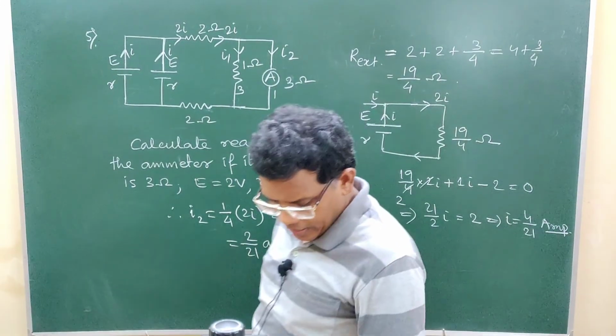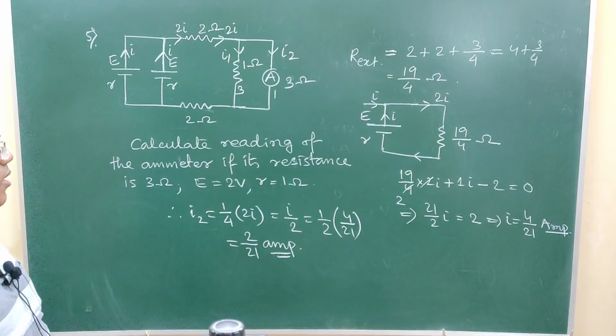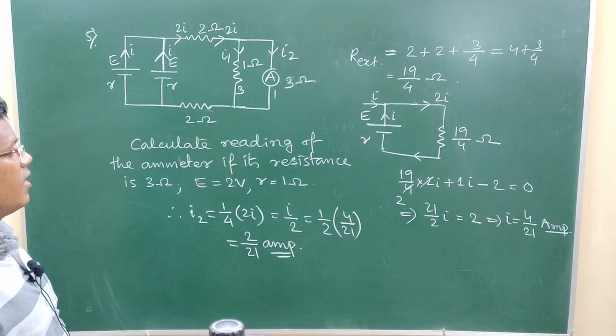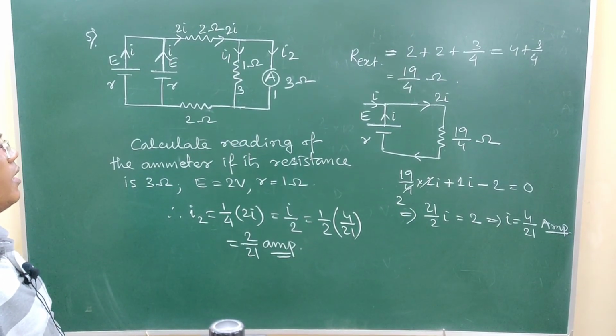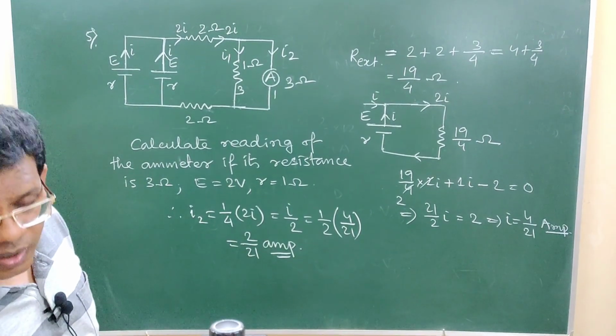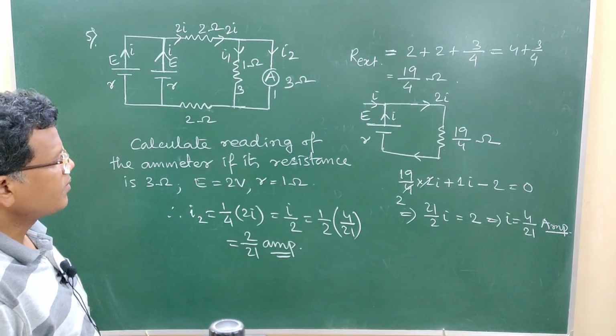Whenever you are asked to find the current in one of the parallel branches, the current ratio will be reciprocal to the resistance ratio. And to find the current in one of the two parallel branches, you must always know the main effective current coming into those parallel branches. Okay.